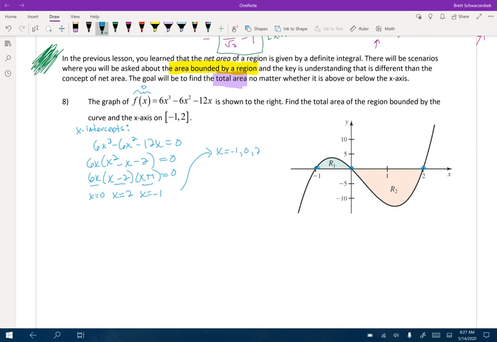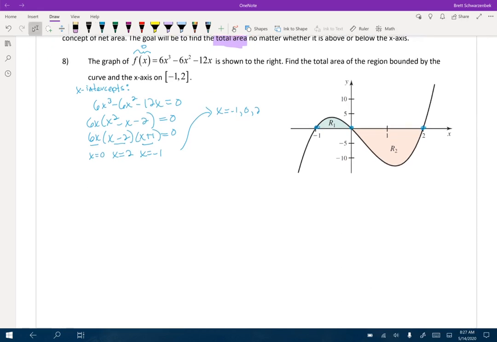That's an easy way to do it if you like. So the best way I would suggest to do this is to simply do something like this. You would say, all right, R1 is equal to the integral from -1 to 0 of our original function, 6x cubed minus 6x squared minus 12x dx. So the goal will be basically to find this area under the curve using a typical net area definite integral.